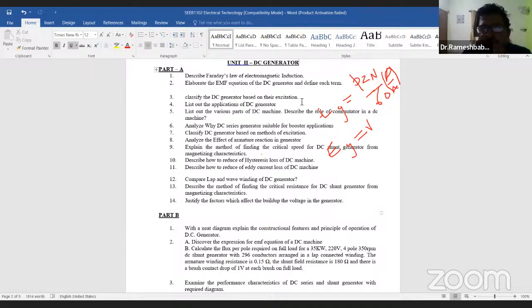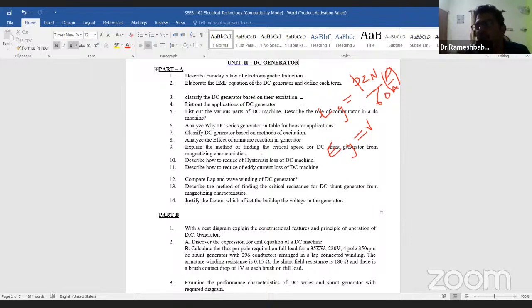Analyze the effect of armature reaction. Armature reaction is when the field flux and armature flux oppose each other. Due to that, the EMF gets reduced. Field flux reduces, so EMF is reduced. This effect is called armature reaction. Please keep in your mind, this is a very important 2-mark question. The effect of armature reaction is that the EMF will get reduced.